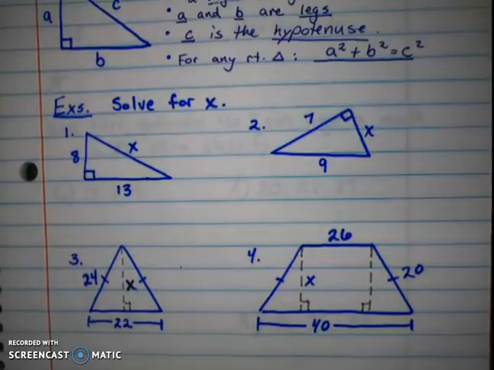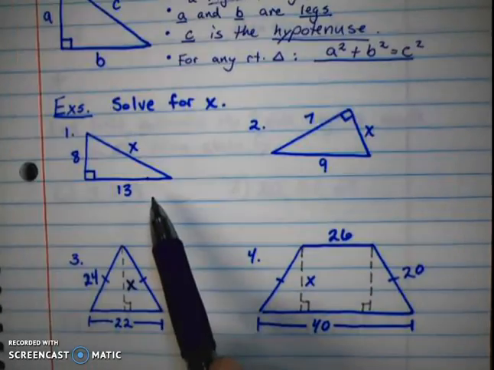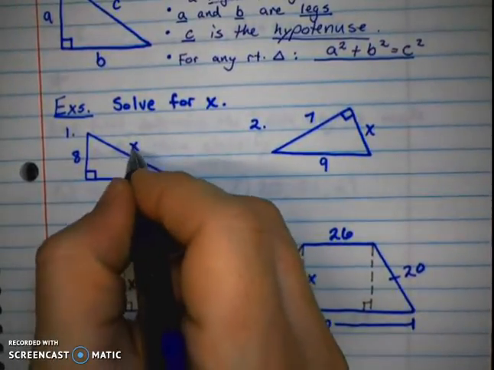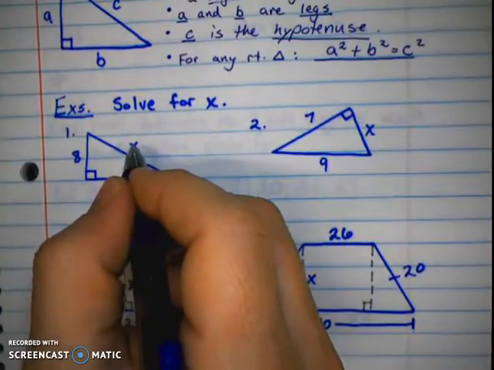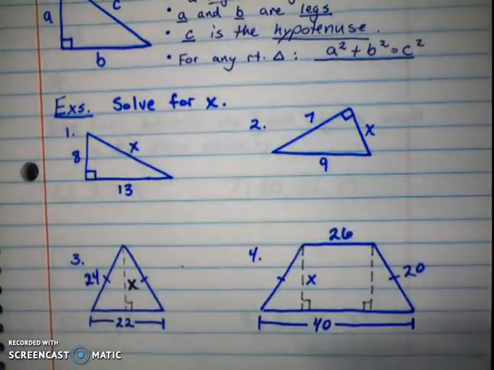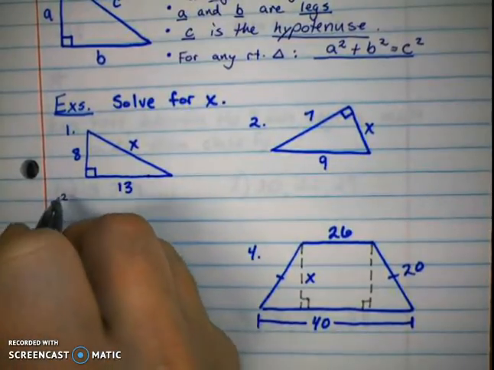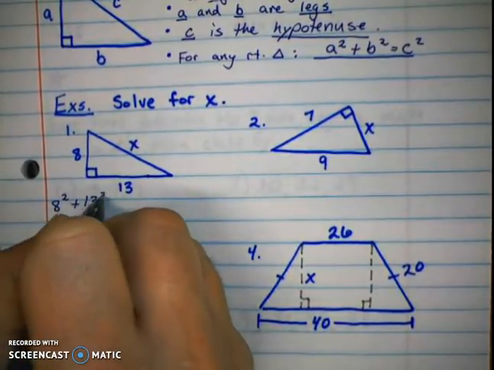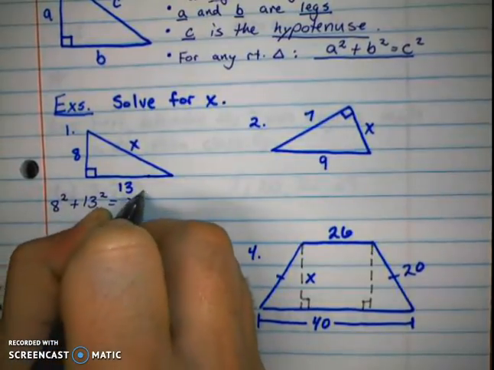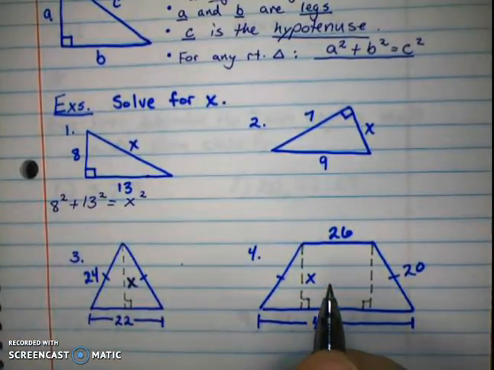Okay, so I've got some examples here. If you need to copy them down, go ahead. But we're going to talk about right triangles and how the Pythagorean theorem can work. If you need to pause the video at any time, go ahead. Here we're looking for the hypotenuse, x. All of these will be solving for the value x. So we just set up our Pythagorean theorem: 8 squared plus 13 squared equals x squared.